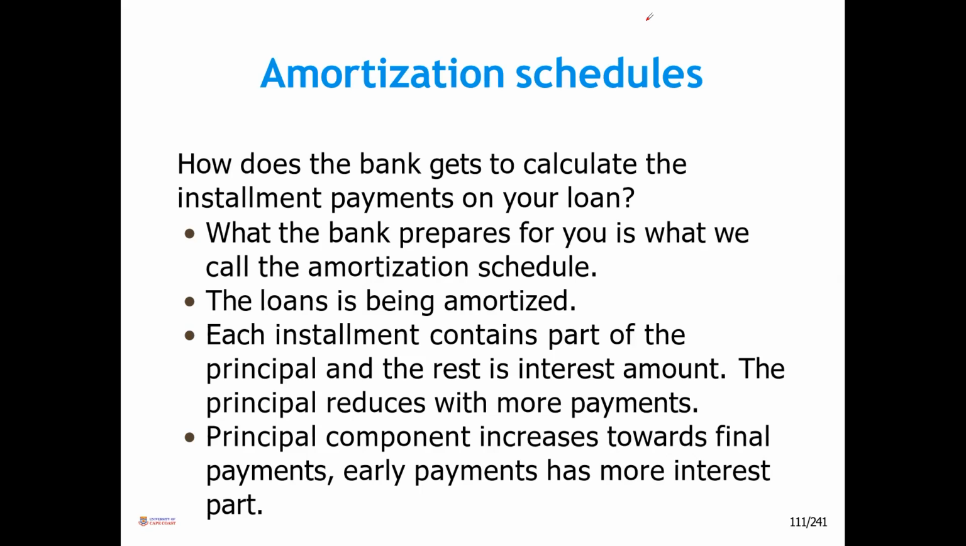Now, anytime you pay an installment to reduce your loan, that fixed amount you pay every month or every year to reduce your loan obligation contains part of the principal and then the interest. Any amount you pay contains part of principal and what? Part of interest. All right.